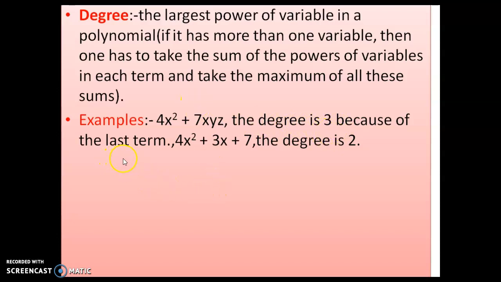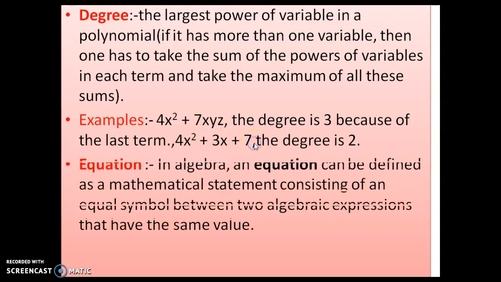Okay, then in this you see x square and x here. So x square is the largest power, so that is the degree of the polynomial.